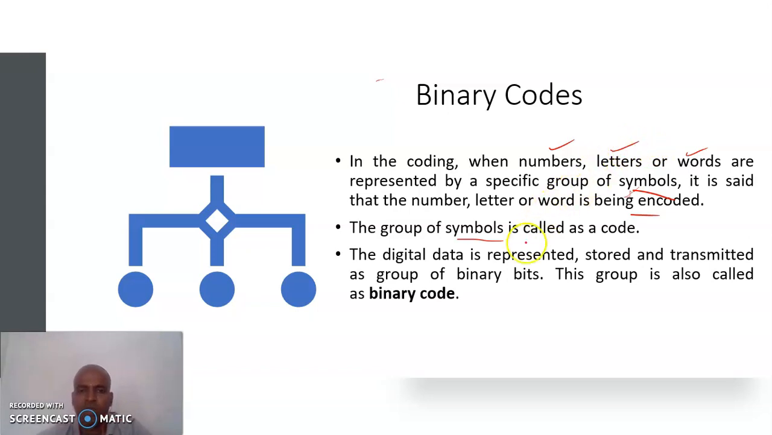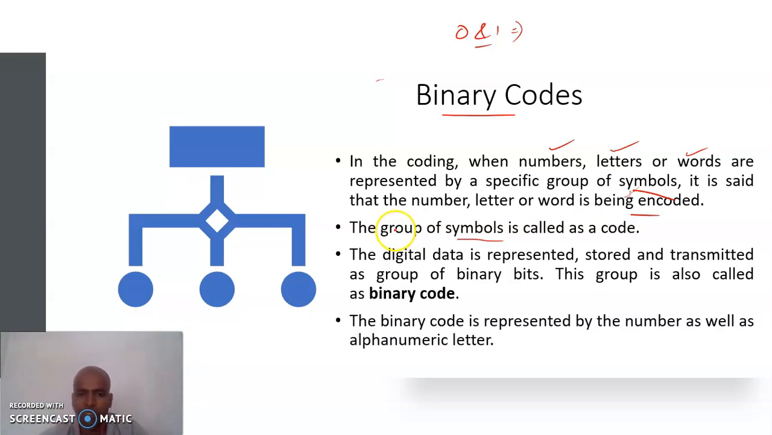In digital, data is represented, stored and transmitted as groups of binary bits. In digital we only talk about zeros and ones, and these two are called binary. That's why this type of code is called binary codes. In this binary code we are going to discuss the different types of codes. The binary code is represented by numbers as well as alphanumeric letters.